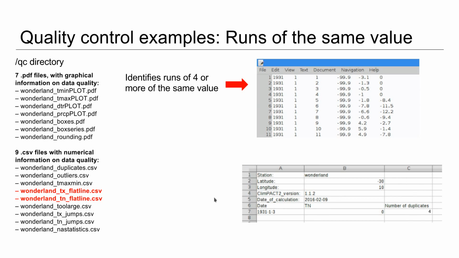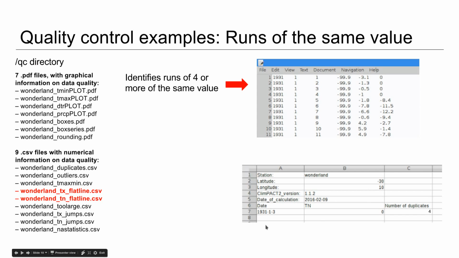Okay, the next 2 files end in flatline.csv, and there's one for maximum temperature and one for minimum temperature. And these files just flag dates where 4 or more of the same value occur in a row. And so just using the same sample input file from the last slide, you can see where I've got 4 zeros in a row for minimum temperature.